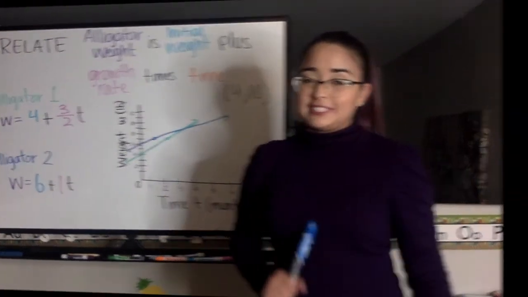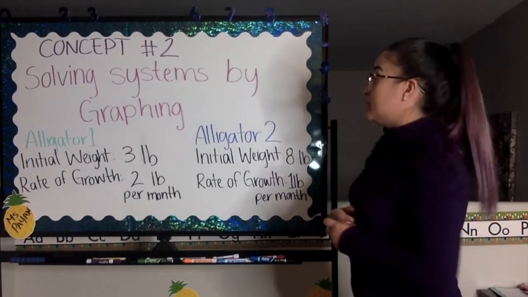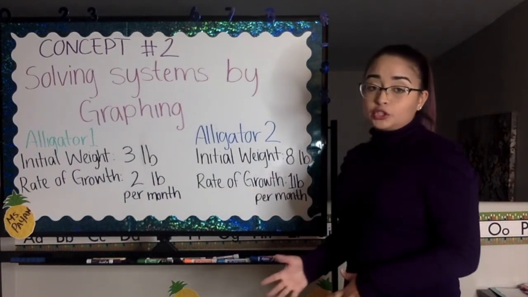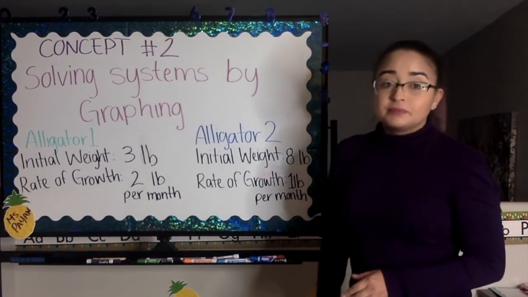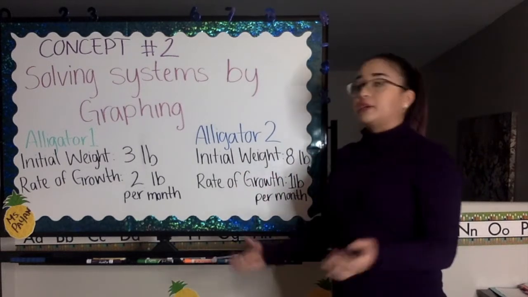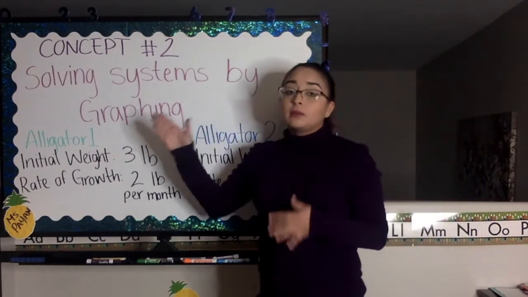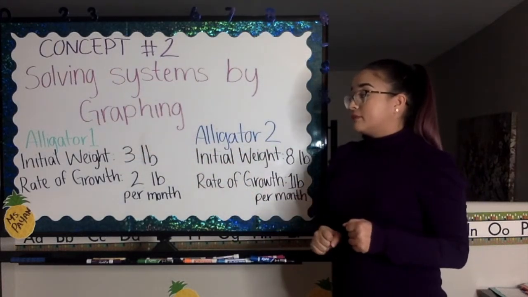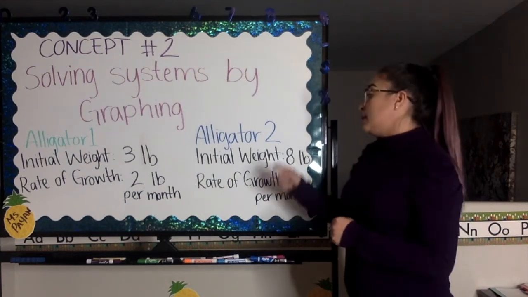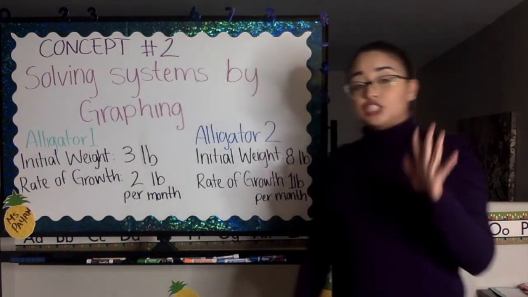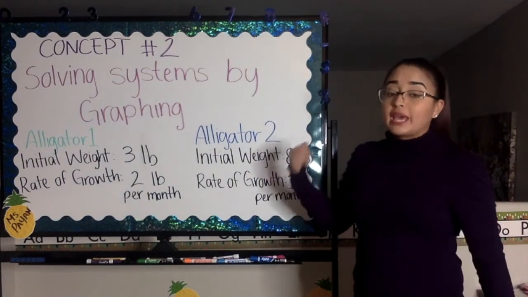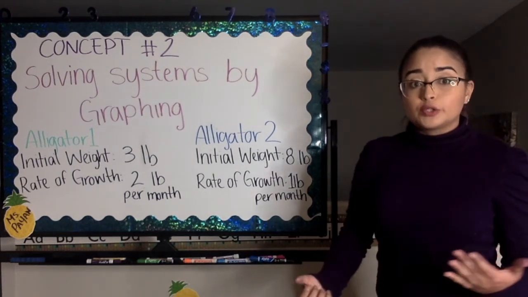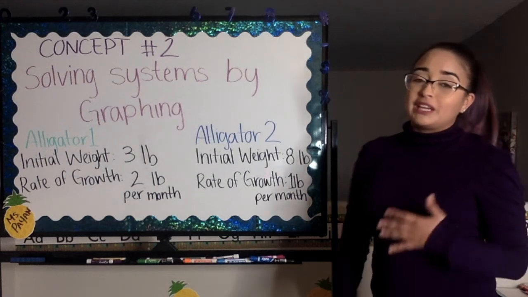Let's go into your assignment for today. For your assignment today, what I want you guys to do is follow the same steps I just followed and graph these 2 comparisons of the 2 alligators. So you're going to be solving the system by graphing. Okay, so pay attention. Initial weight this time for alligator 1 is 3 pounds, but the rate of growth is 2 pounds per month. Now for alligator 2, the only thing that changed was the initial weight. It went from 6 to 8 pounds, and the rate of growth is still 1 pound. So just plug it in using your notes. You should have taken notes on the formula and how we did it.